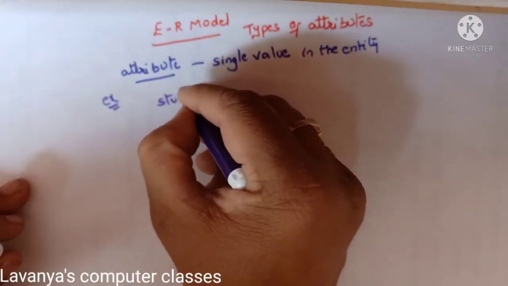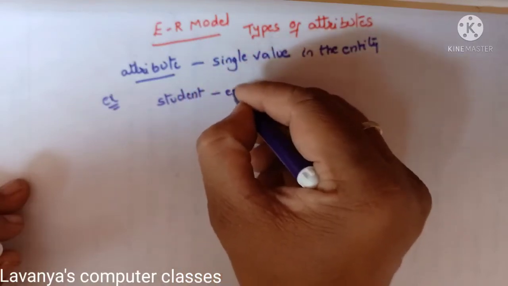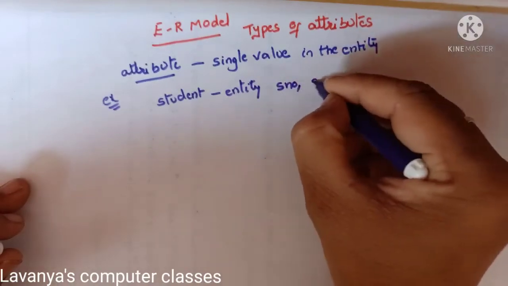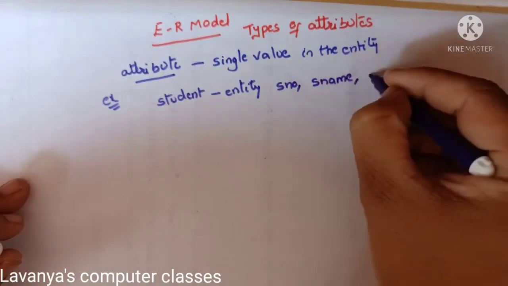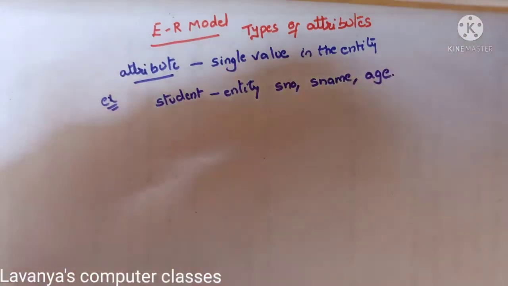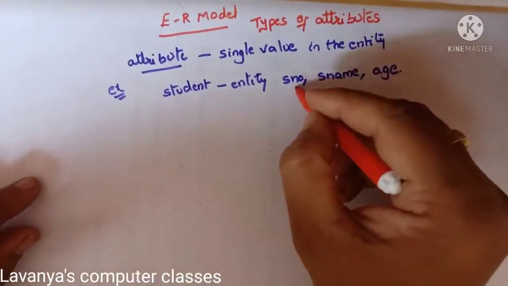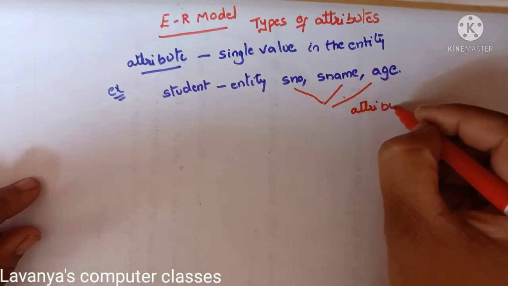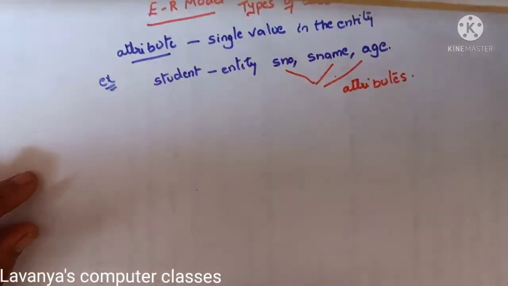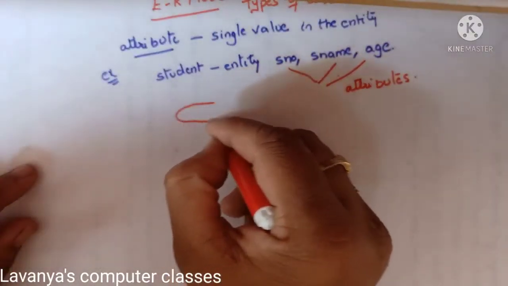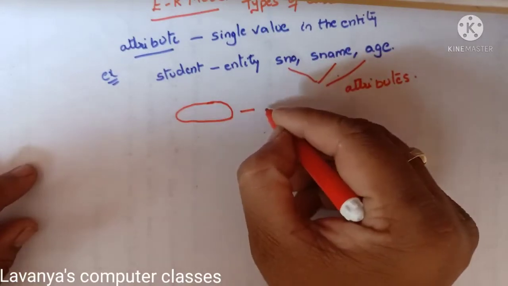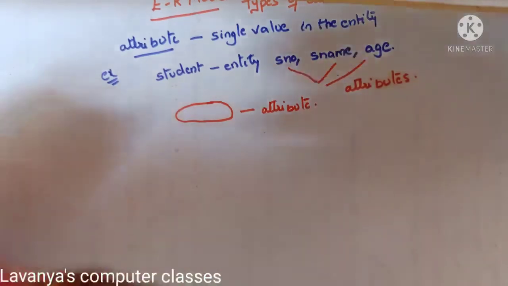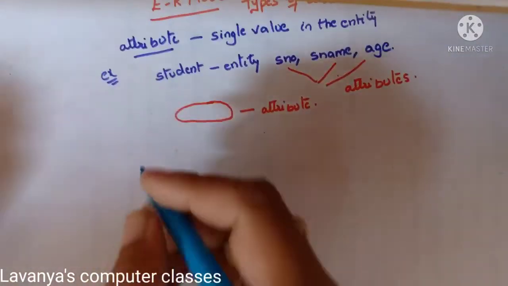For example, a student entity. The values taken in the student entity are serial number, student name, age, like this. So serial number, student name, and age are all known as attributes of the entity student. Attribute means a single value. Serial number is a single value. In ER diagrams, an ellipse is the symbol used for representing an attribute.